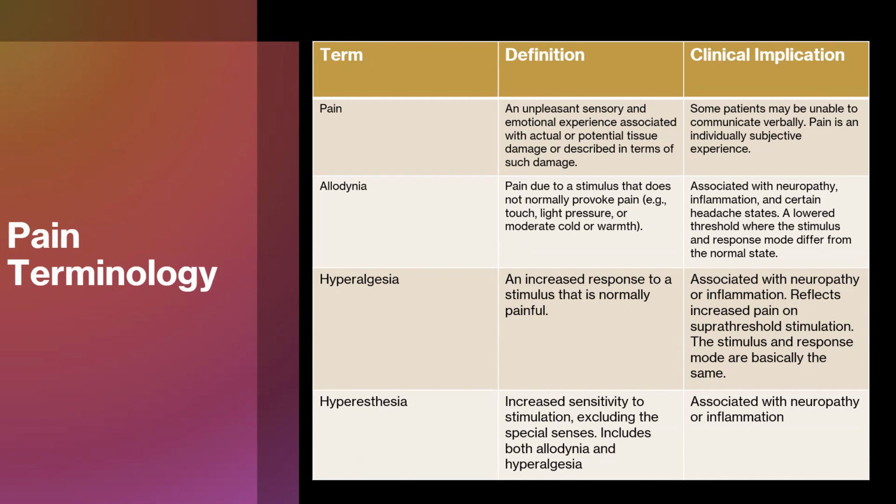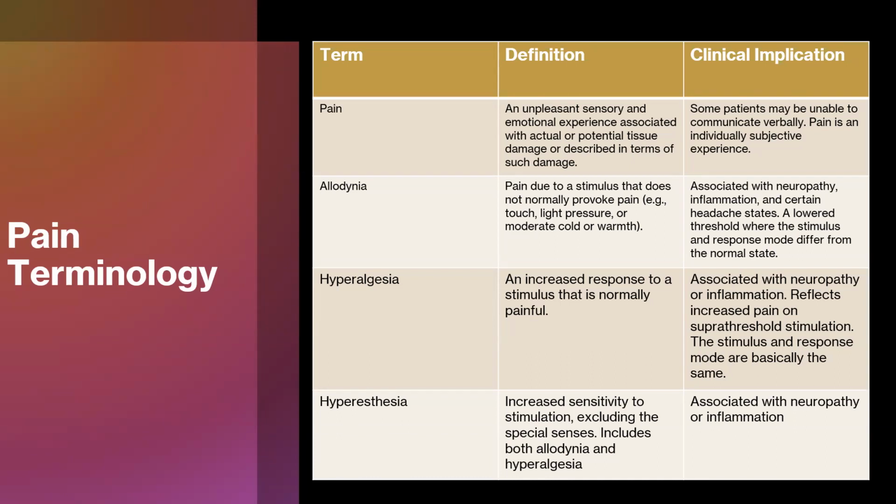Allodynia is pain due to a stimulus that does not normally provoke pain, for example, touch, light pressure, or moderate cold or warmth. It is associated with neuropathy, inflammation, and certain headache states. There is a lower threshold, where the stimulus and response mode differ from the normal state.